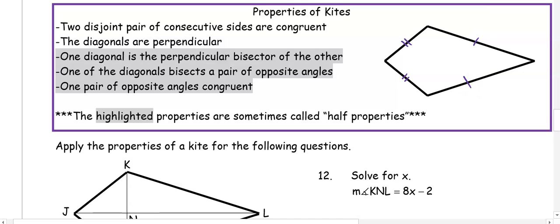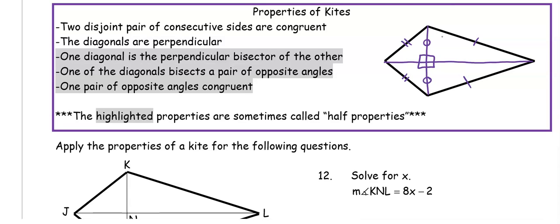The diagonals are perpendicular. So they are going to create a right angle. One diagonal bisects the other. So the longer diagonal is always going to bisect the shorter diagonal. The diagonal that goes to the angles that's between the two different side lengths, that's the one that's going to be bisected.